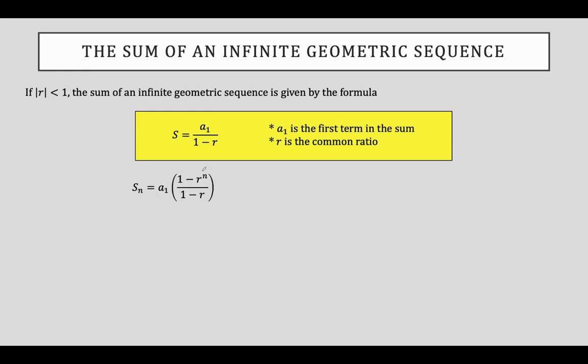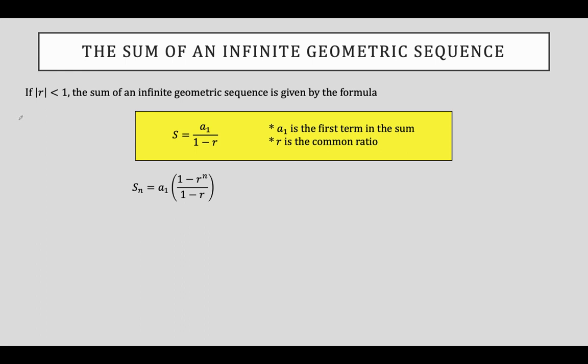Here is our sum formula for the sum of a finite geometric sequence. Well, for the sum of an infinite geometric sequence, essentially n is going to be approaching infinity, right? We are adding up an infinite number of terms. Well, if the absolute value of r is less than 1, let's think about what happens as we raise it to a larger and larger power.